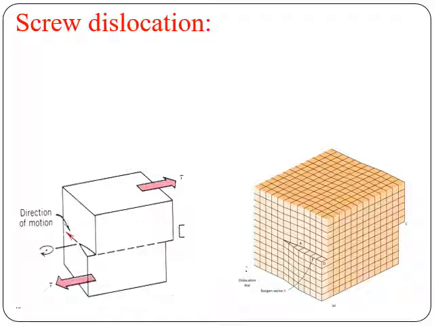Next, the screw dislocation. As I already said, if you have a box, a part of the crystal is displaced with respect to the other part. To create that, we apply a shear force or a tensile force. You can see it here. This is the line of dislocation, and here the symbol will be clockwise or anti-clockwise. If it is clockwise, we say it's a positive screw dislocation. If it is negative, it will be anti-clockwise in nature.